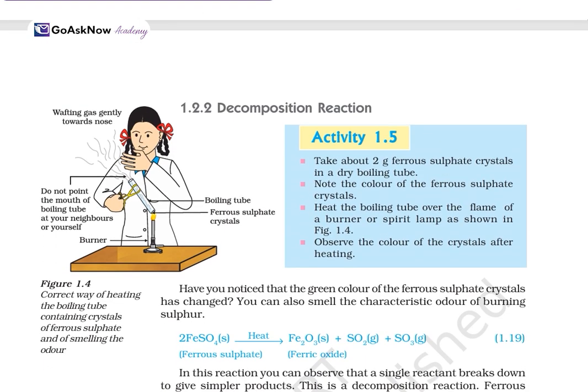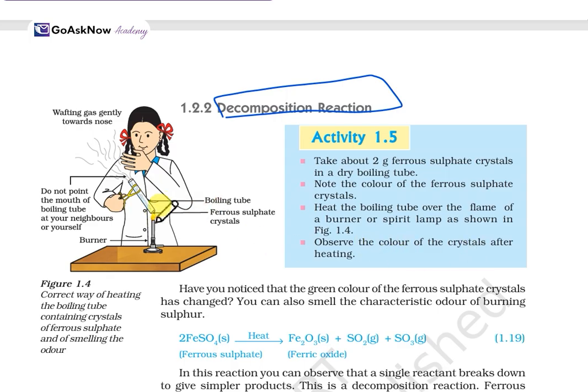Now we will start the decomposition reaction. The second one is the decomposition reaction. Firstly, we'll understand it with an activity. Take 2 grams of ferrous sulfate crystals in a dry boiling tube. Note the color of the ferrous sulfate crystals in the initial state, and heat the boiling tube over the flame of the burner or the spirit lamp, as shown in the figure. Observe the color of the crystals after the heating.